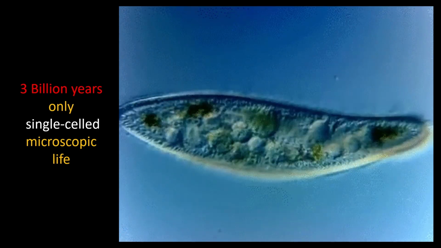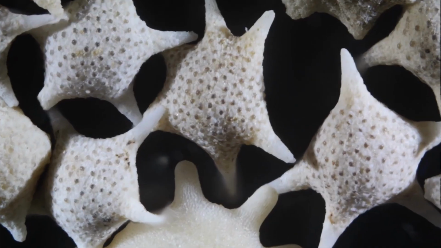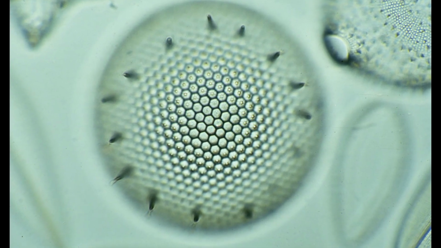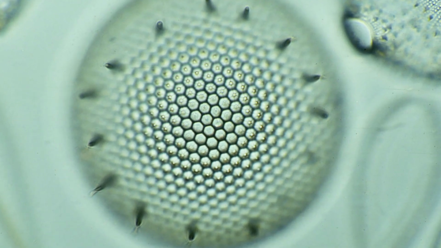And these are what some of these creatures look like. There's a radiolaria. This one is foraminifera. These are single-celled, this is a single-celled diatom that invented the geodesic dome about 2 billion years before Buckminster Fuller did.